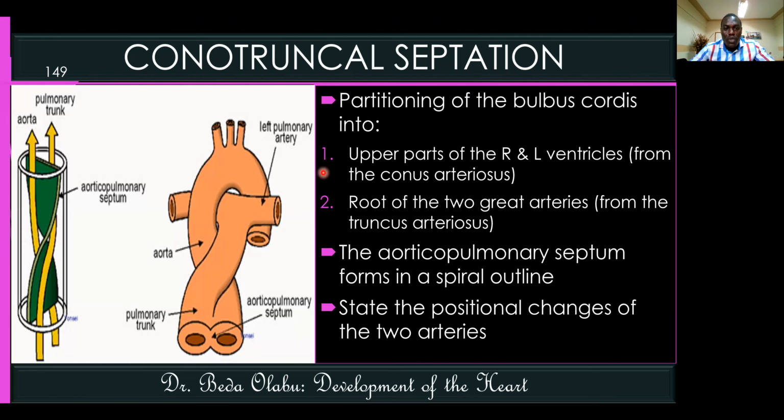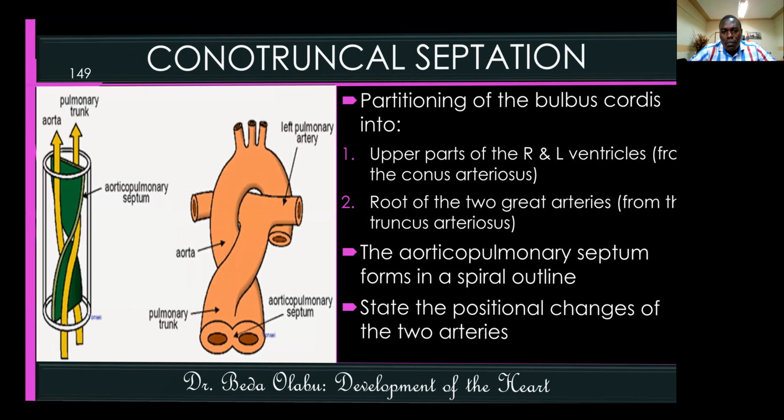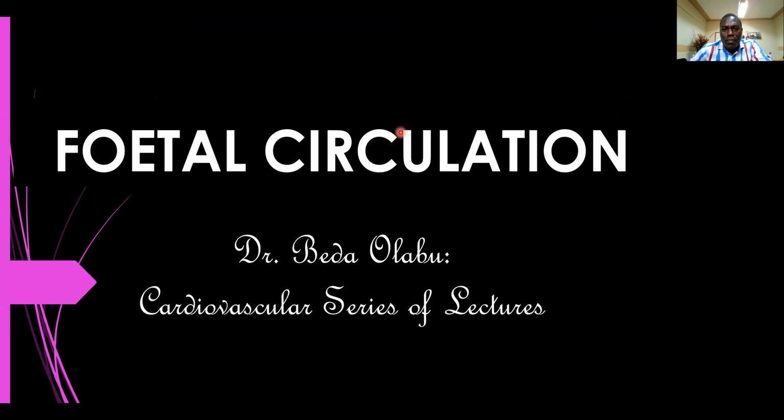If you have abnormal conotruncal septation, there are many congenital anomalies that will arise. Some of them may not be compatible with life. We'll be talking about those later. Not next week, but the one after. Next week are cats. Good. I want to invite you for questions again.